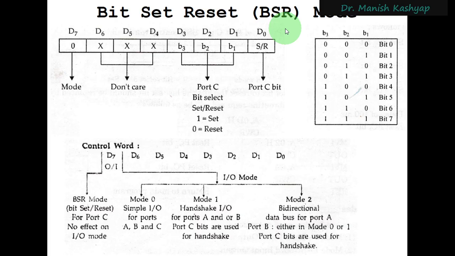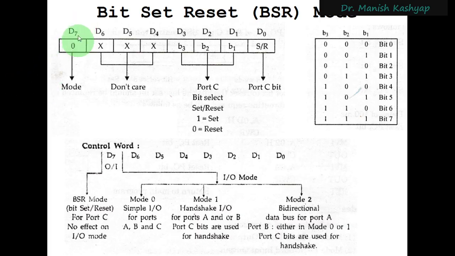And whether it is in BSR mode or IO mode is decided by this most significant bit of the control word, right? Don't be confused with this notation of D0, D1, etc. This is not the data bus. This is the format of the control word register, CWR for short. So CWR is specific to the 8255 programmable peripheral interface.